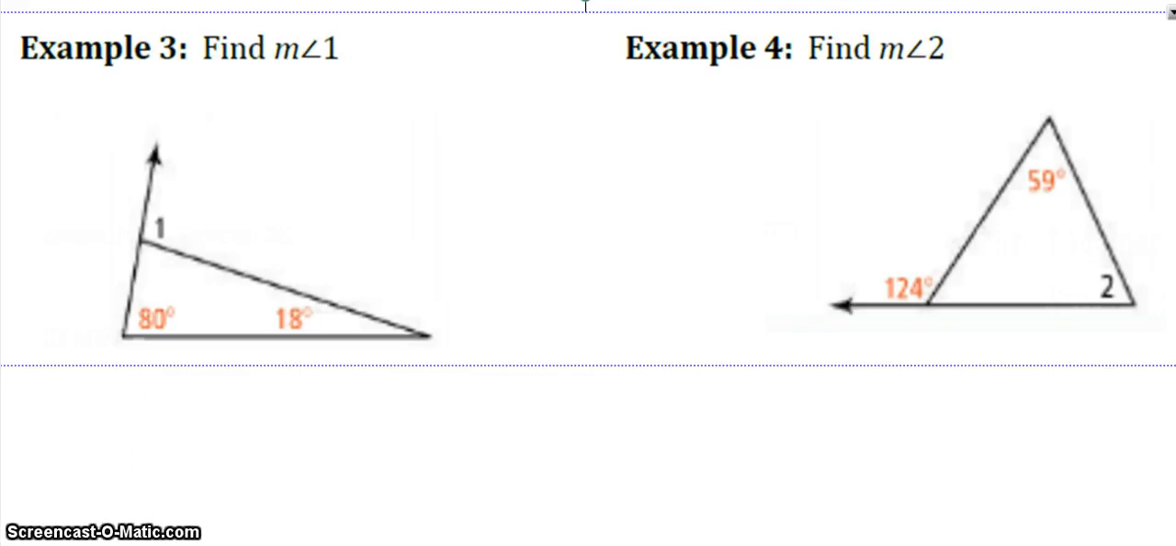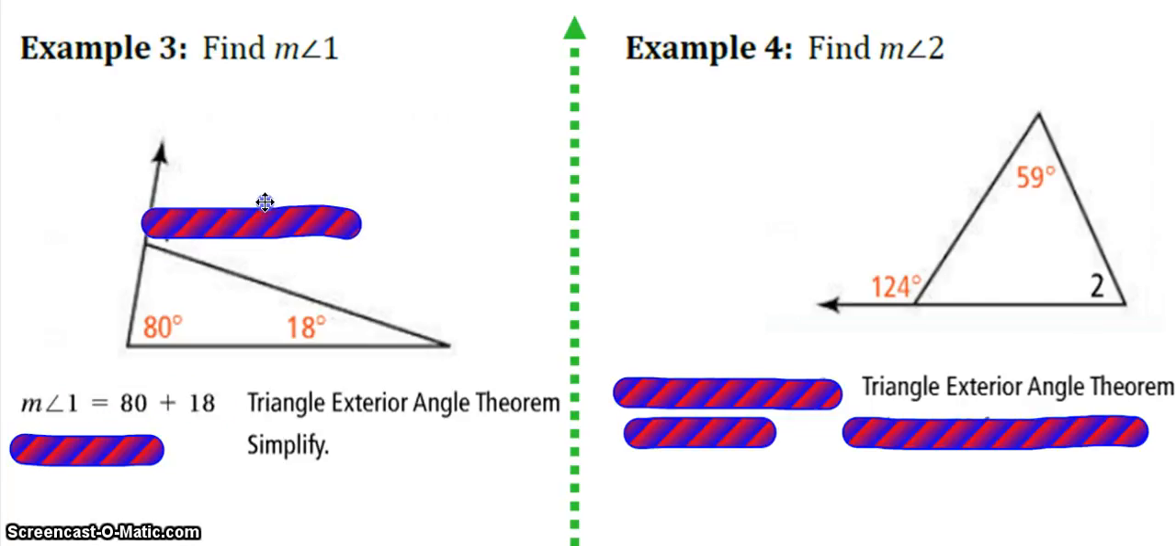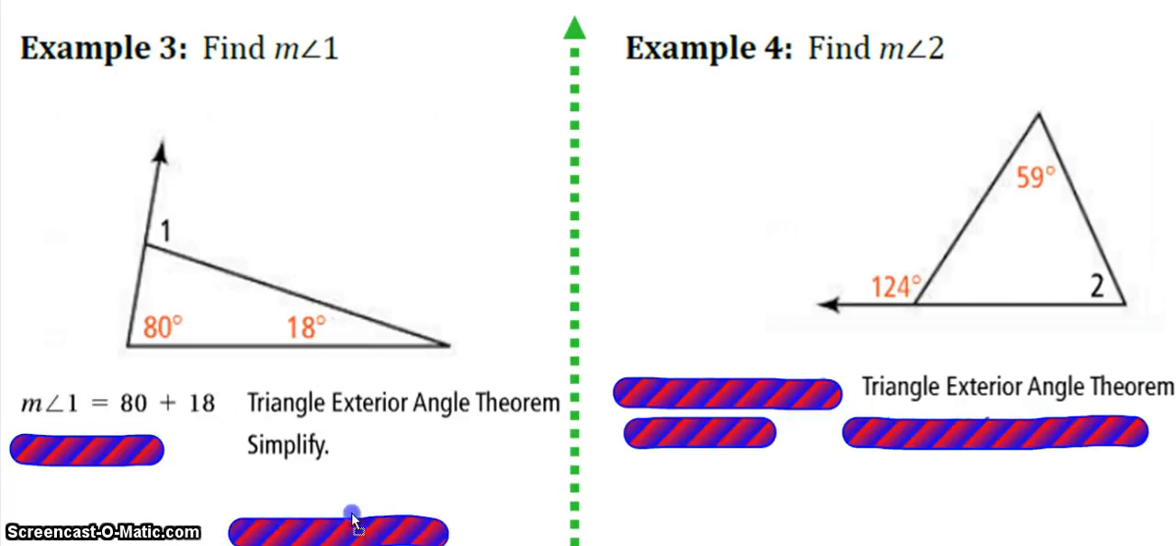So go ahead, apply theorem 17, write out the math that fits this, and solve for angle 1 and 2. So pause the video now. So here all we are applying is our triangle exterior angle theorem. So we know that the sum of the two remote interior angles will equal the third. So we can set it up just like that. And what we see is when I add up those two, angle 1 is going to equal 98 degrees.